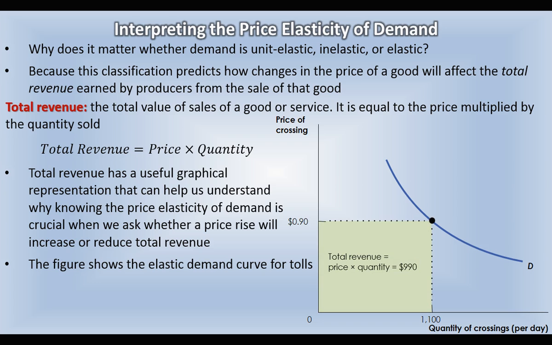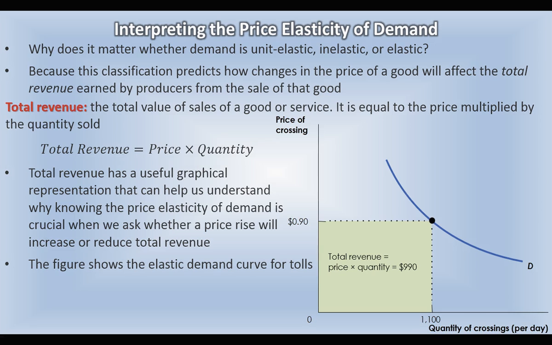At this point right here, where 90 cents corresponded to 1,100 units demanded of toll crossings, the rectangle made up of the price times the quantity is a graphical representation of the revenues. It's the price, which is the amount on the vertical axis, times the quantity, which is the amount on the horizontal axis. That's how you can identify revenue graphically, by getting the area of the rectangle made up by those combinations.